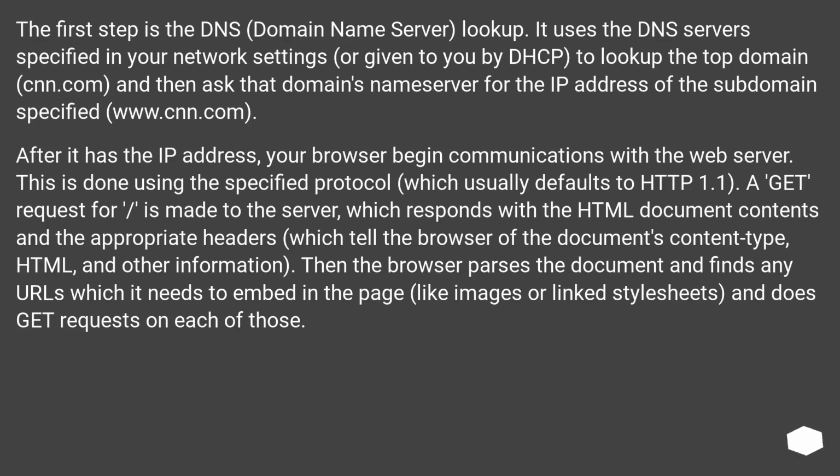After it has the IP address, your browser begins communications with the web server. This is done using the specified protocol, which usually defaults to HTTP 1.1. A GET request for / is made to the server, which responds with the HTML document contents and the appropriate headers, which tell the browser of the document's content type, HTML, and other information. Then the browser parses the document and finds any URLs which it needs to embed in the page, like images or linked style sheets, and does GET requests on each of those.